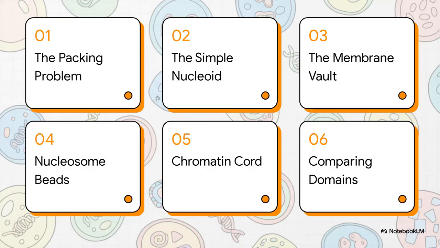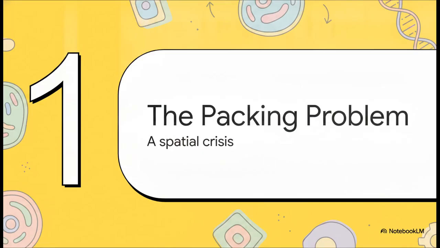Here's our roadmap for today. We'll hit the ultimate packing problem, look inside the simple nucleoid, check out the eukaryotic membrane vault, dive into histones and nucleosome beads, trace the chromatin telephone cord, and finally compare the two domains. Let's get into it. Section 1.